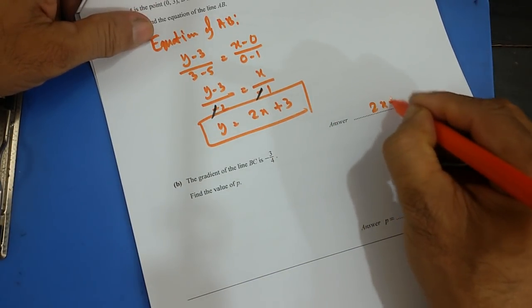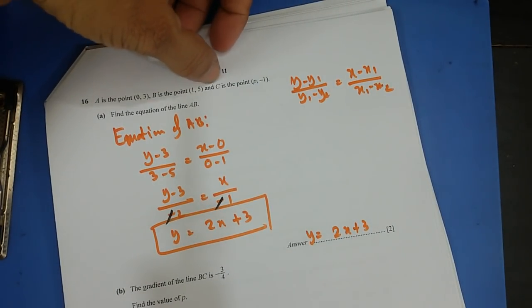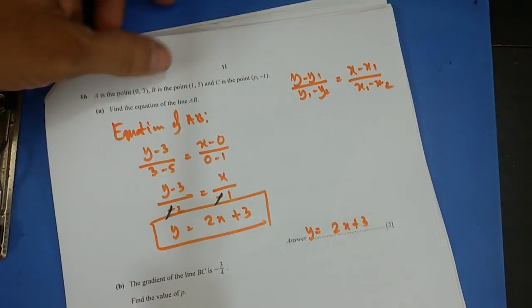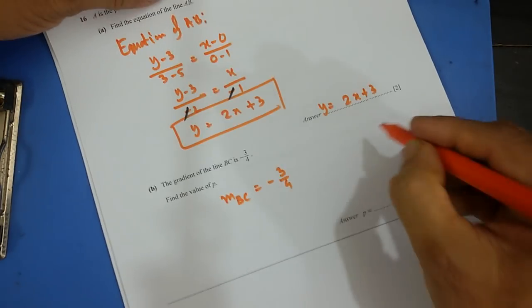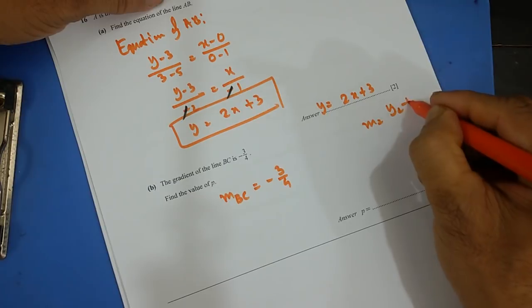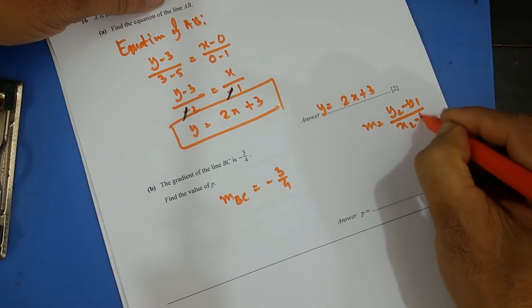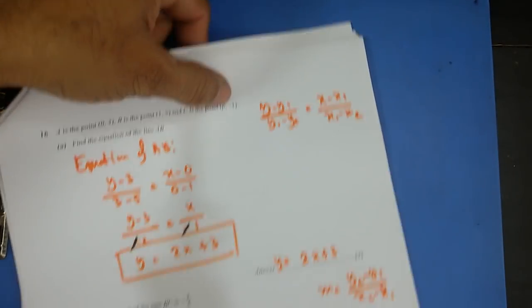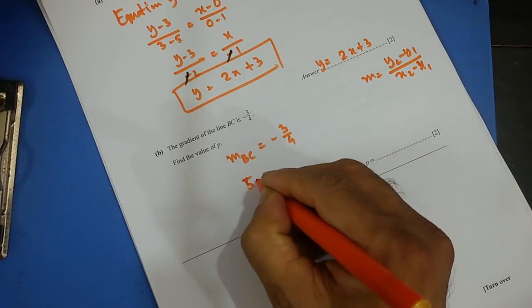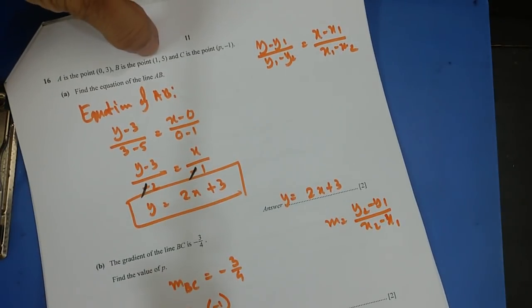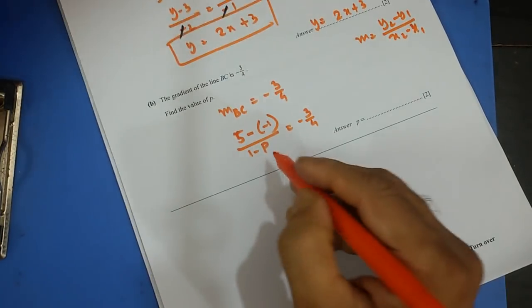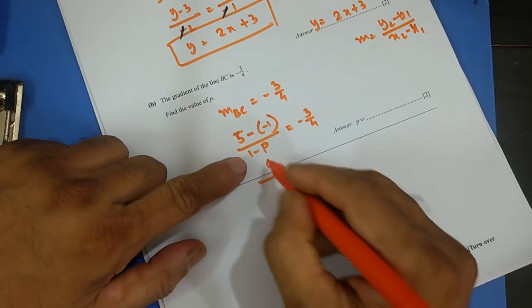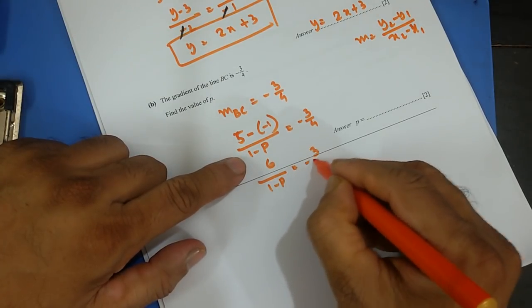I can write down here the gradient of the line BC. B is given, C is given, and gradient is given, P. So gradient of BC equal to minus 3 by 4, and the formula of gradient is difference in y-axis over difference in x-axis. So over here 5 minus minus 1, and 1 minus P, over 1 minus P equal to minus 3 by 4. So that's plus 6 over 1 minus P equal to minus 3 by 4.